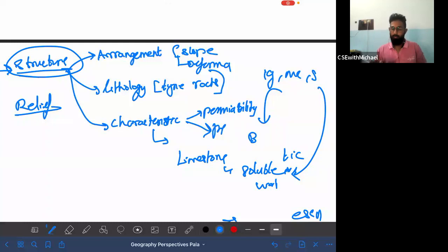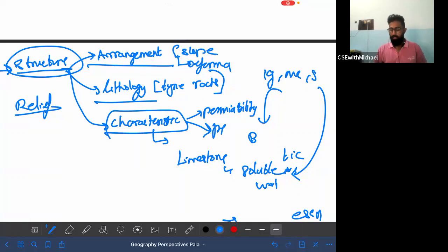If we take the Indian plate, when we talk about the structure of the Indian plate, it means the type of rock that is found there, the type of deformations or the slope or the kind of steepness, the types of slopes that are found in that region. That is the arrangement. The characteristics of the rocks there, we can talk about the permeability of water.